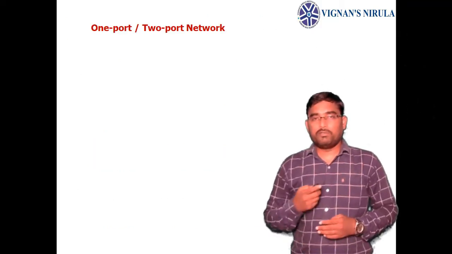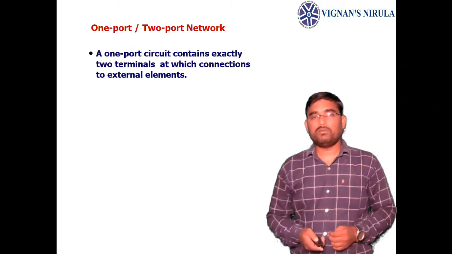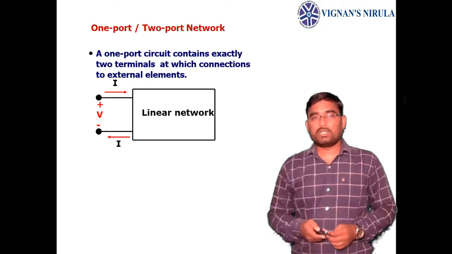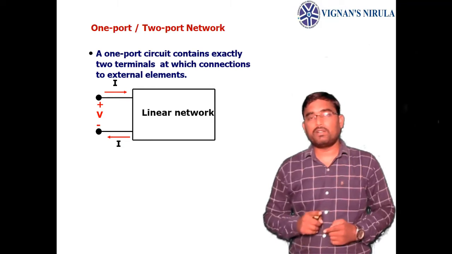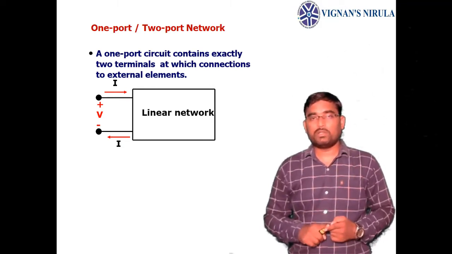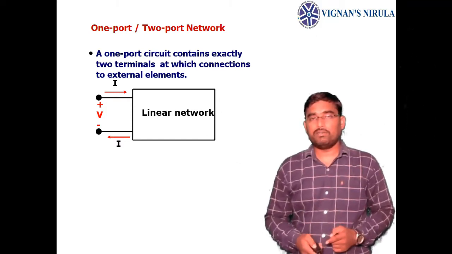Before going to two-port networks, first let us see the one-port network. What do we mean by a one-port network? See here in the circuit diagram, a one-port network means a network which contains only one port. Port means a pair of terminals. The parameters are V and I, the voltage and current at that port.